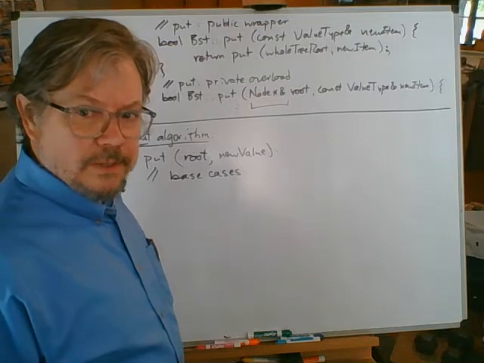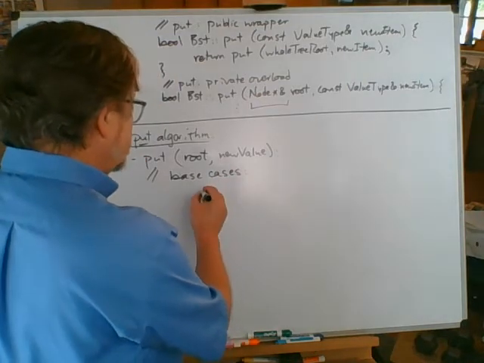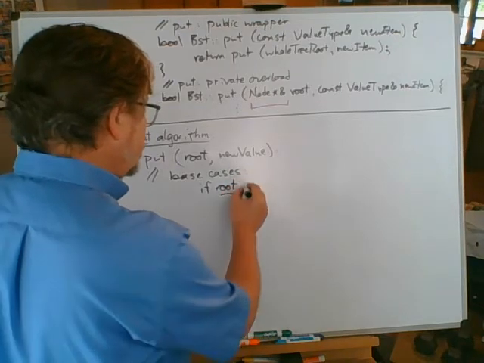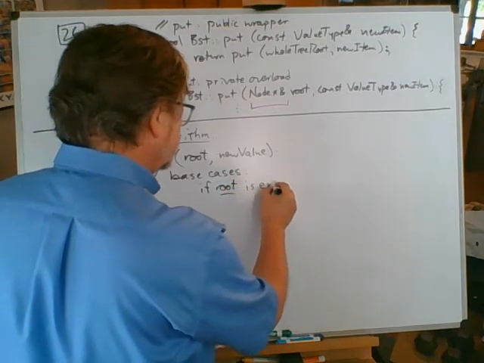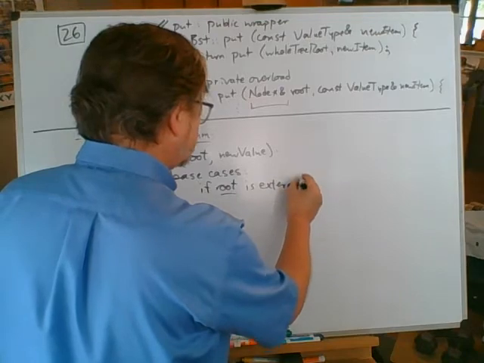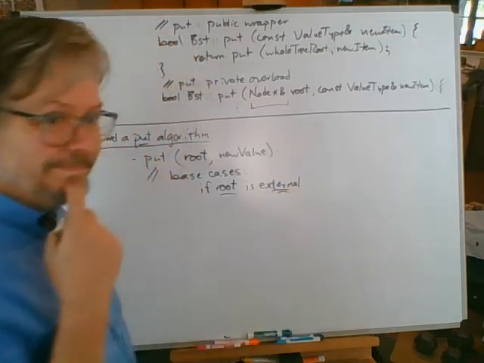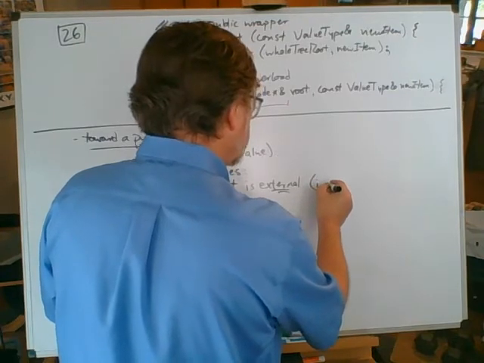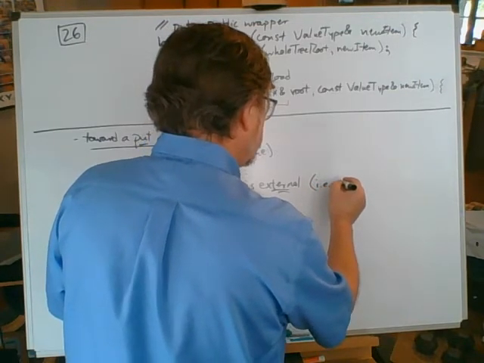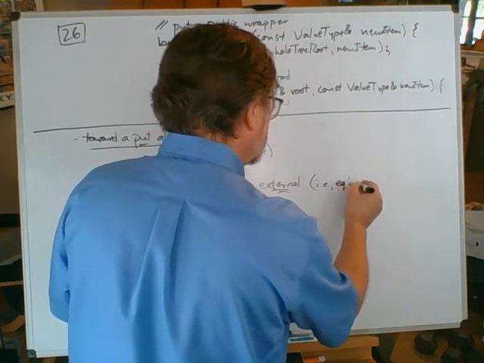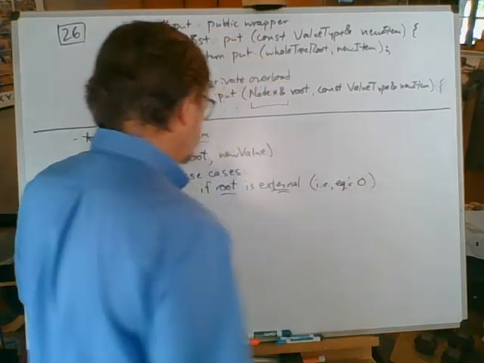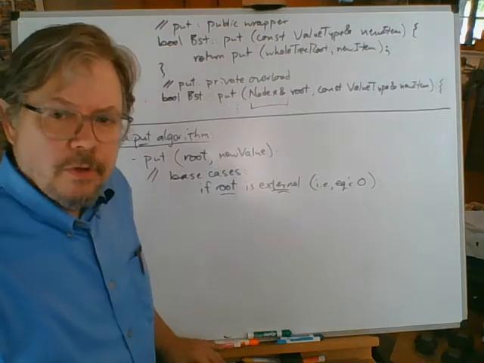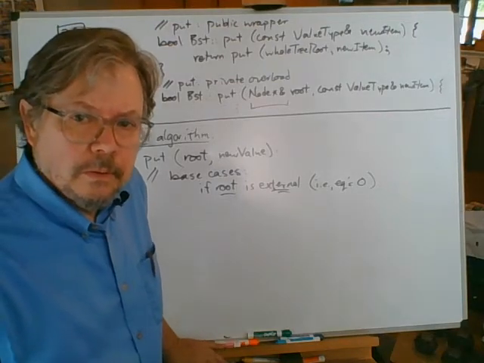As we know, that's the external node. Here's the base case. If root, I'll underline the variables so they stand out. If root is external, or I'll put it parenthetically over here. In other words, i.e. equals 0. If root is 0, what do we do? Okay, now you yell at your screen and tell me what we do.